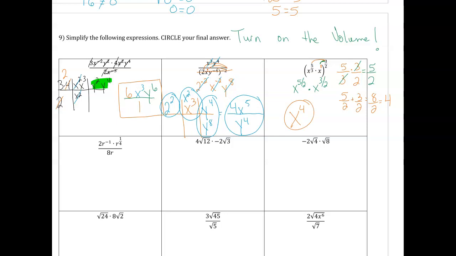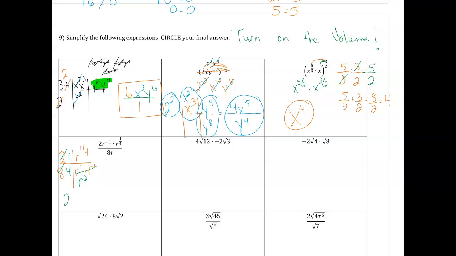All right, next one, we do have some houses. 2 stays where it is, R to the 1 moves, R to the 1/4 stays, 8 stays, and the other R stays. So let's just get the simpler house done. 2 8s can become 1/4. And as far as these exponents go, let's go ahead and just get this down to R squared. And now I'm going to subtract. And I think we could do this without common denominators.